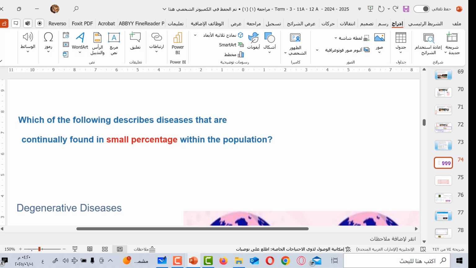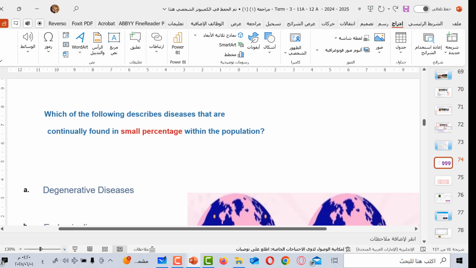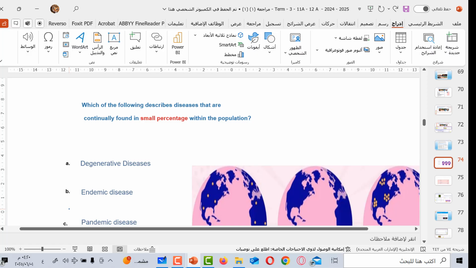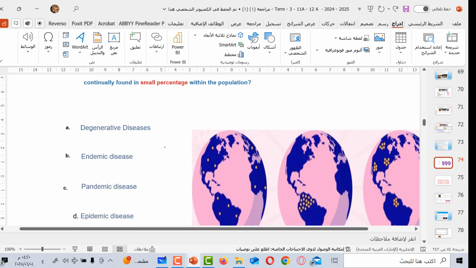Let's see questions on it. Which of the following describes diseases that are continuously found in a small percentage within the population? Of course it's known already, small amounts, so it's endemic.